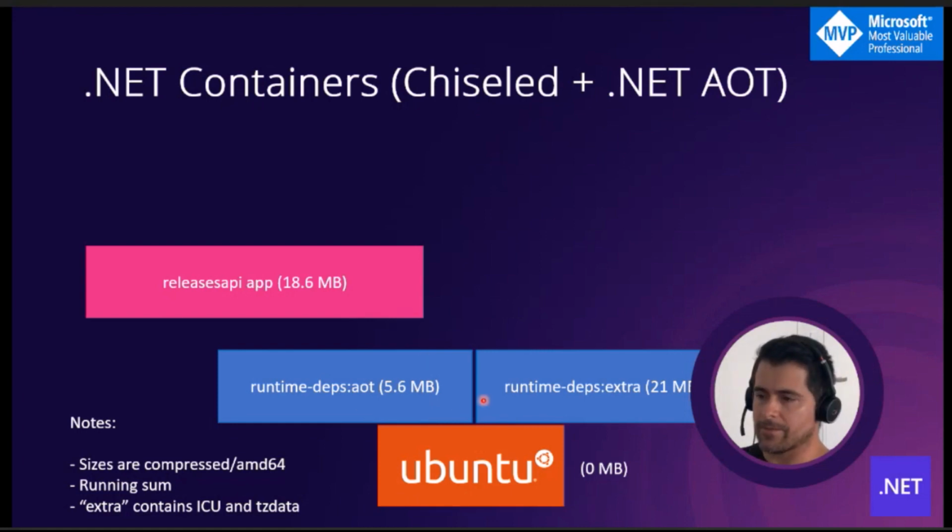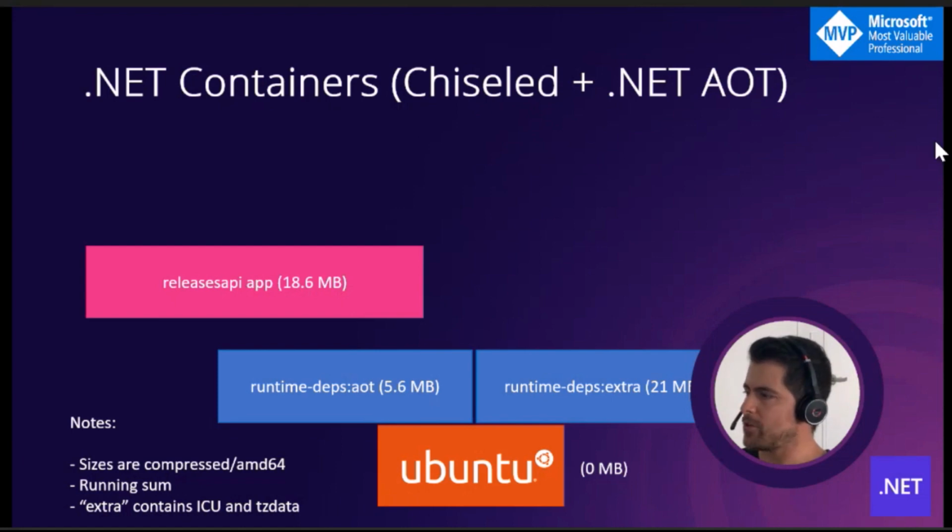All right, so similar to before, depending on what you need, for AOT it's 5.6 megabytes, which is really small, right? And in here we have this runtime-deps-extra, which includes more libraries. This ICU and tzdata is for localization and globalization. So still really small images. In the end, depending on the level of libraries or the tiers of your containers that you have referenced, you're going to have different images, like an API that ends up at 18 megabytes, for example.